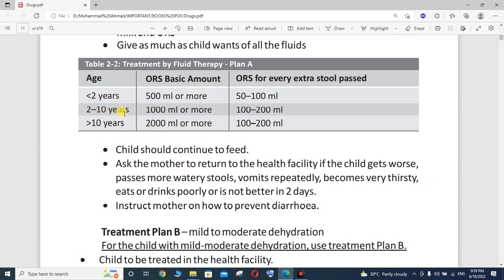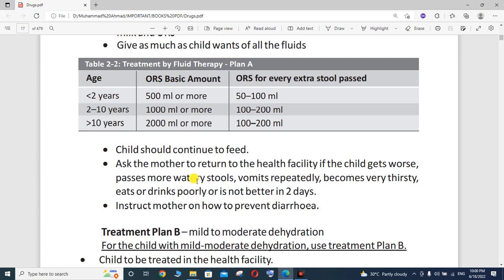If the age of the child is less than 2 years, or between 2 to 10 years, this is the protocol and it should be followed, and the child should continue to feed. Whenever there is loss of fluid or electrolytes, there may be chances of imbalance of electrolytes, and definitely you need rehydration therapy.